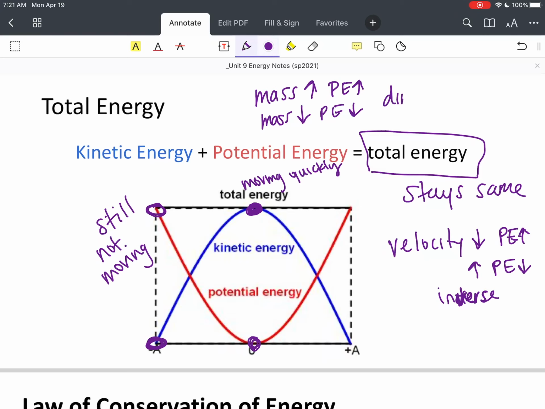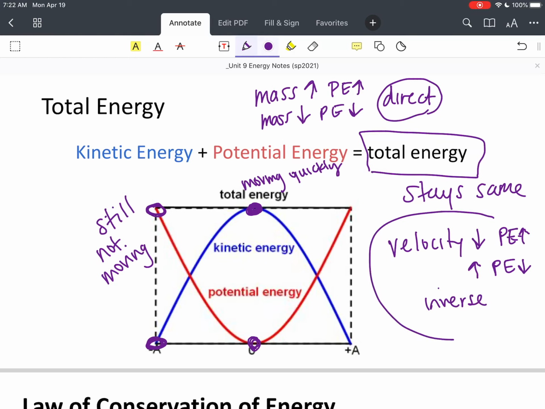So these have a direct relationship because they're going to move together. As mass goes up, so does the potential energy, okay? So let me kind of fix this here so you can read it. Velocity and potential energy is inverse or opposite, and mass and potential energy is direct or the same.